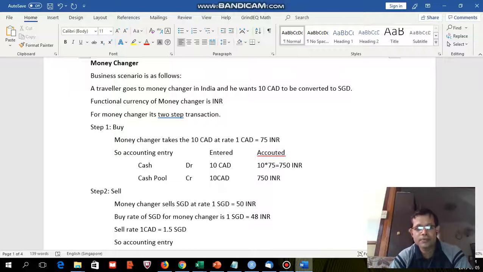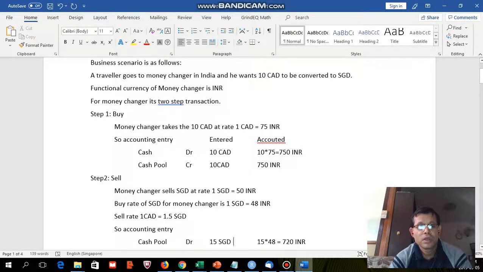So the cost of the Singapore dollar for the banker on that day is 48 INR. That day, as per the market fluctuation, the selling rate of SGD is 50 INR. So my cost of buying the Singapore dollar is 48 INR, but I'm selling at 50 INR because of the market fluctuation. So here I'm making a gain. And the conversion rate between Canadian dollar and Singapore dollar is 1.5, so I give the traveler 15 SGD.